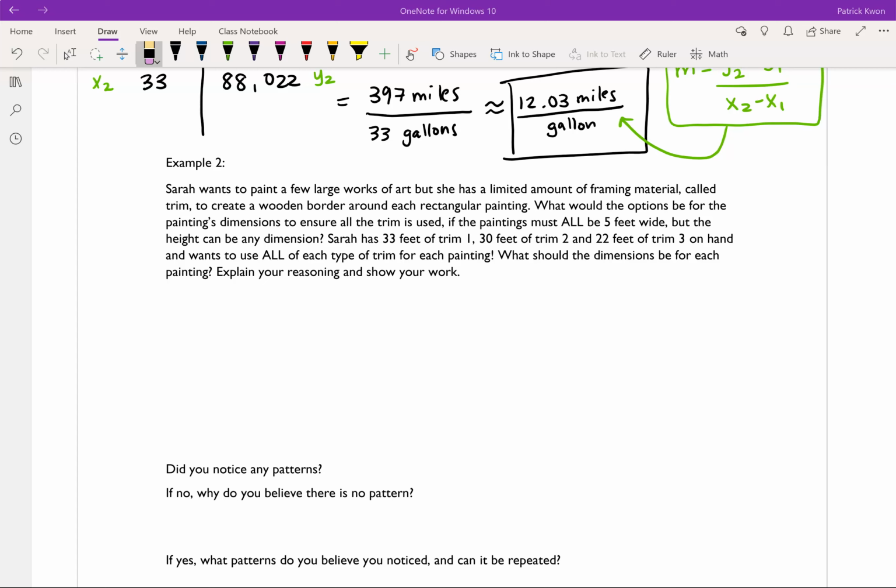All right, so let's talk about example 2. I'll let you go ahead and read the example on your own, but basically the scenario is we have 3 different types of trim. So let's start talking about trim 1.